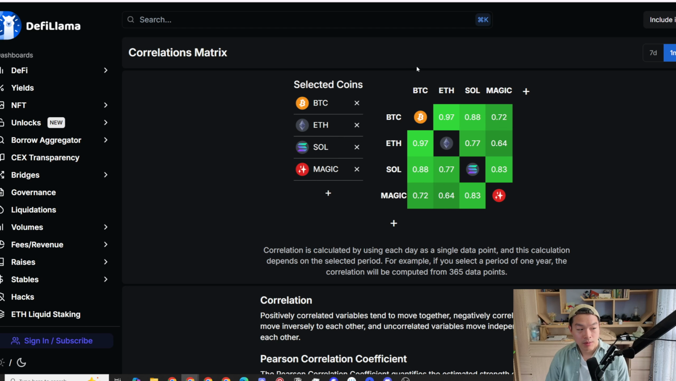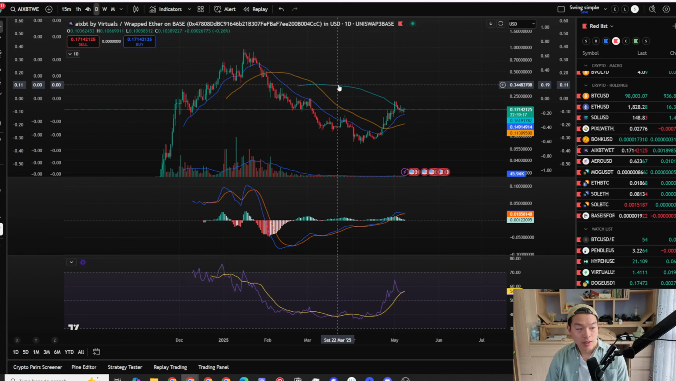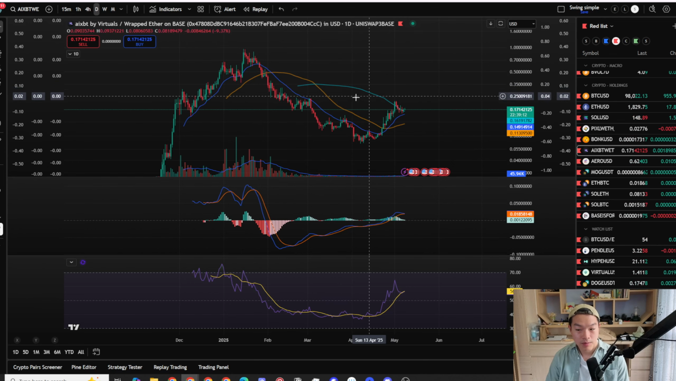A quick recap here is that correlation is how the tokens move together. For example, if Bitcoin pumps, Ethereum pumps, that's a positive correlation. But the problem again is it doesn't show you the relative strength and how much they move by. It just shows you the direction. So what I typically do is I bet on relative strength. And the main reason why I invest in smaller cap tokens in the first place is because I'm betting that it's going to outperform the larger caps.